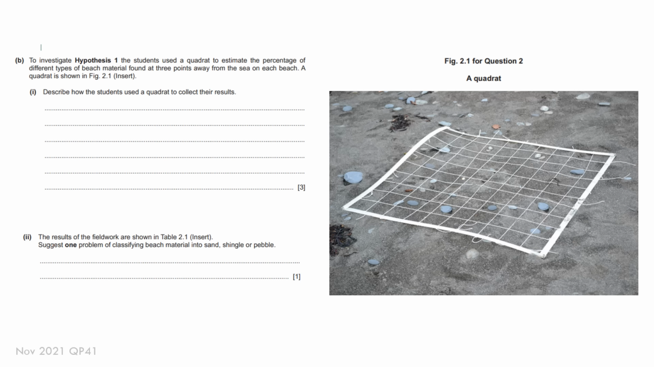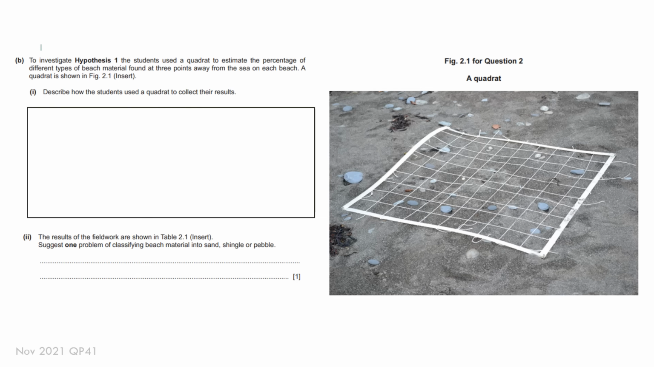So how to do this? Again, here you can see what a quadrant is. This is taken from a particular question. Describe how the students use a quadrant to collect the results. Suggest one problem of classifying beach material into sand, shingle, or pebble. Although this is an evaluation question, I threw it in there because it was nicely associated with this question.